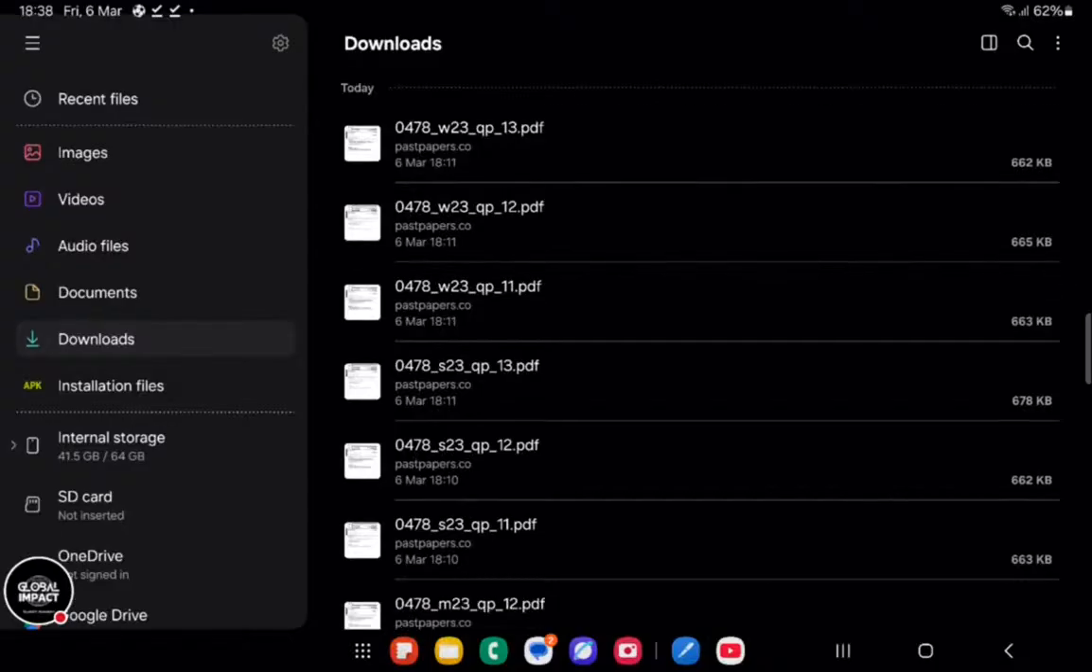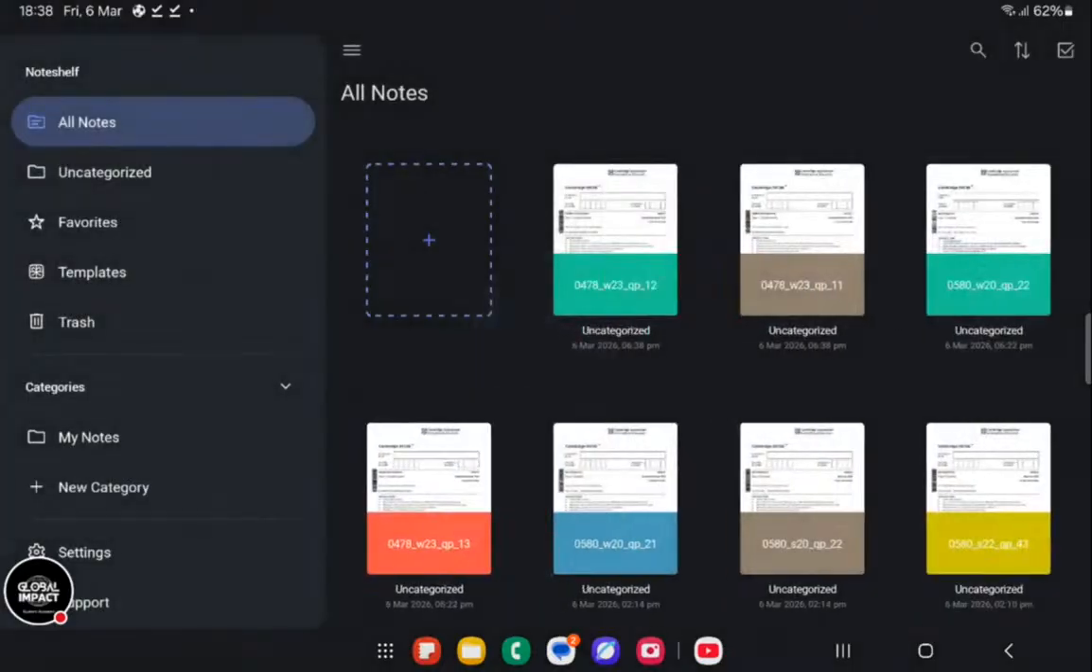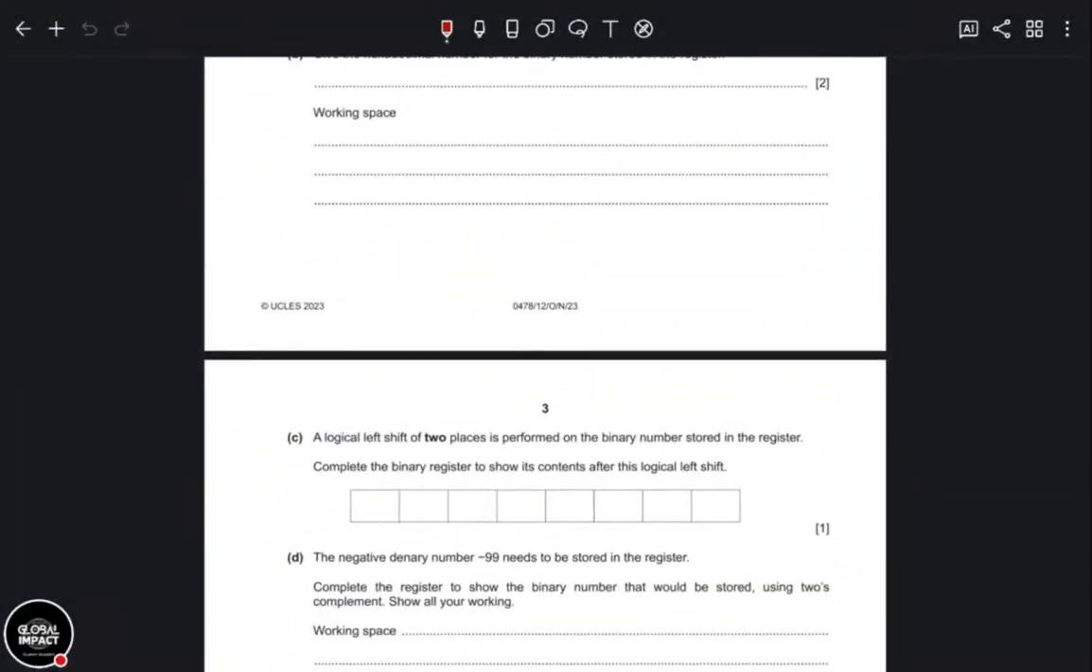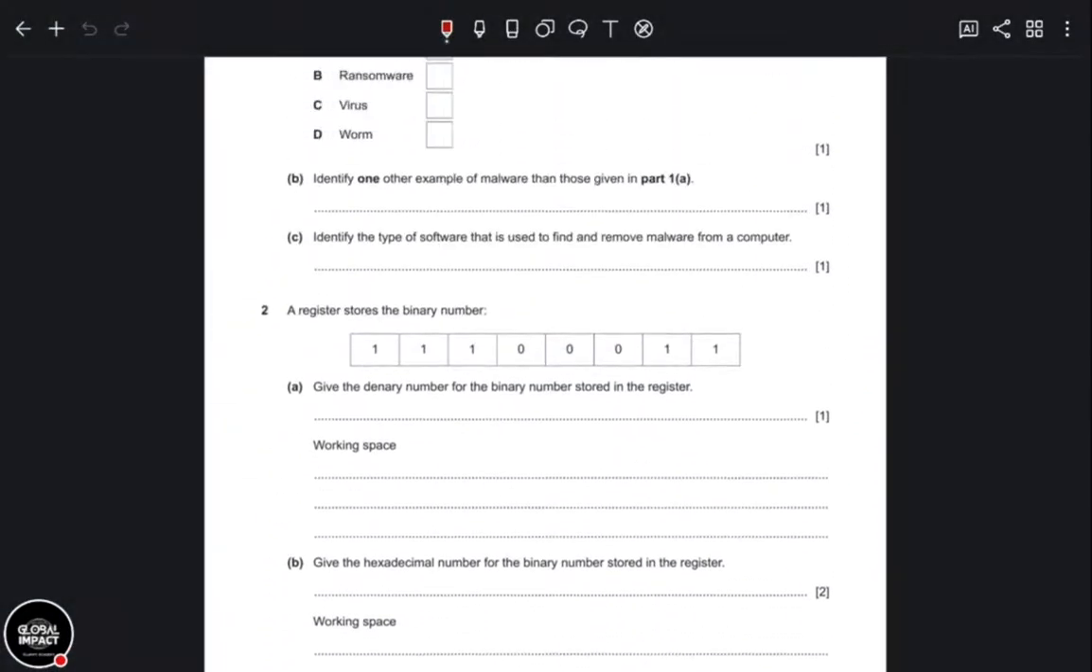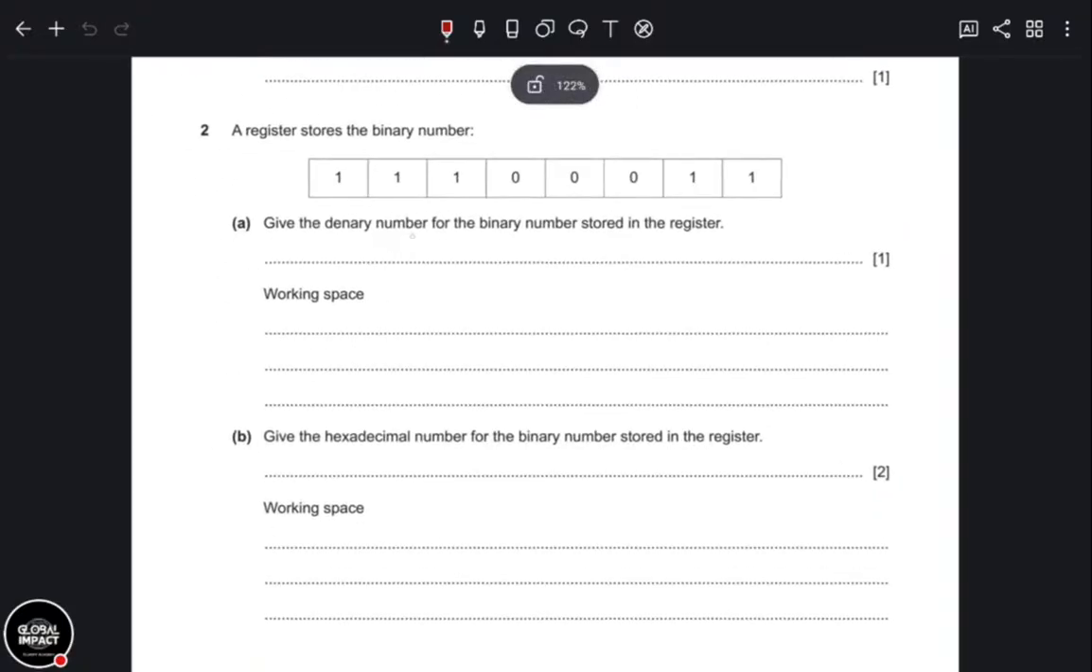So paper 1-2 now, October, November 2023. Paper 1-2, let's see, okay? Let's see this one now. Paper 1-2, here we have it, says, a register stores the binary, then they say give the denary for the binary stored in here. Denary! Are you talking about denary?